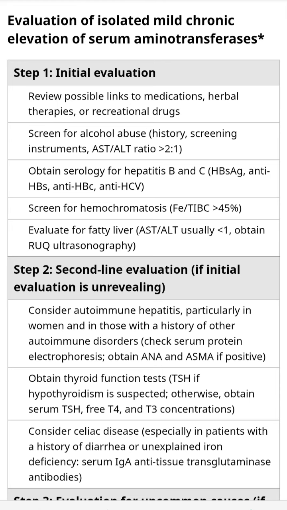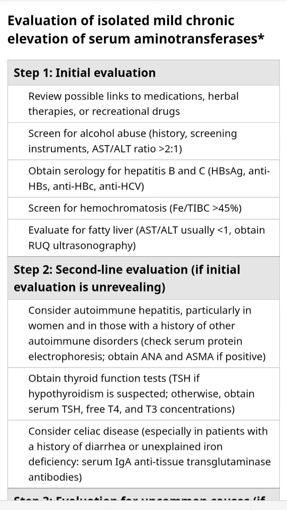So remember, whenever the AST by ALT ratio is more than 2 to 1, right? Then it's highly likely that the person is consuming alcohol, right? So either by taking history, any screening instrument, or the AST by ALT ratio. The third thing is to obtain hepatitis B and C serologies, right?